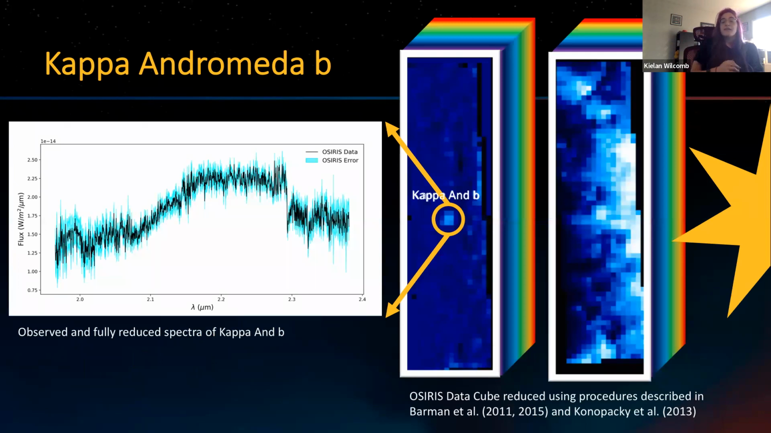Here is our OSIRIS spectra in all of its glory of Kappa And b. To the right, you'll see a raw data cube slice with lots of starlight from the host star. Then you have, after reduction and speckle removal, we are able to see the planet in the center, that middle panel. To the left is our fully reduced, combined, and flux calibrated OSIRIS spectra.